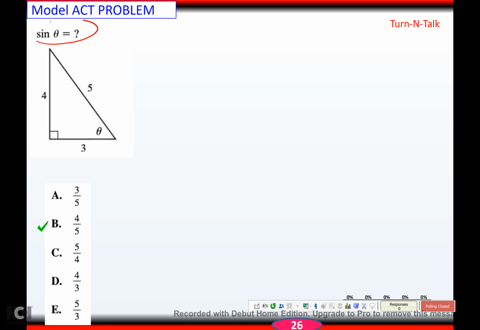All right, they want me to find sine of theta. So I'm standing here, label your triangle. This is adjacent, this is opposite, this is hypotenuse. Sine is opposite over hypotenuse. So sine of theta equals opposite over hypotenuse, which would be 4/5.